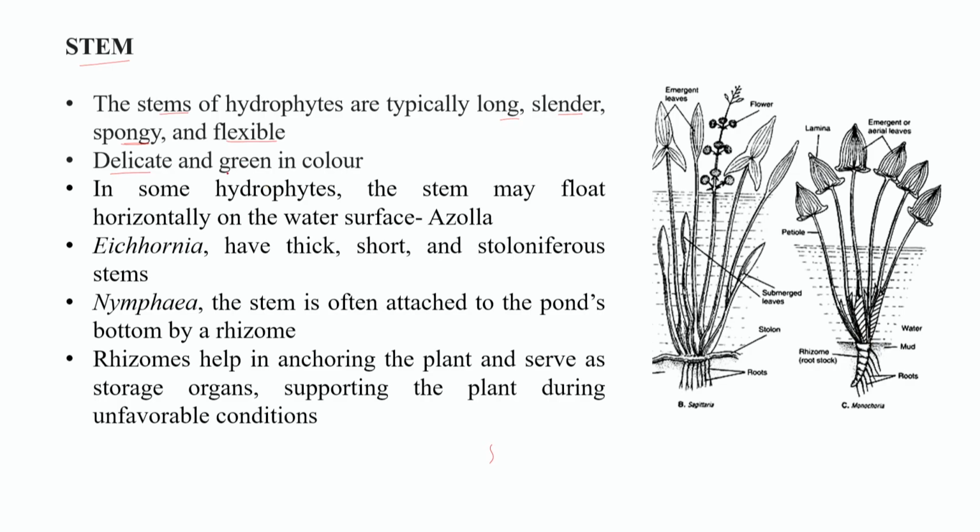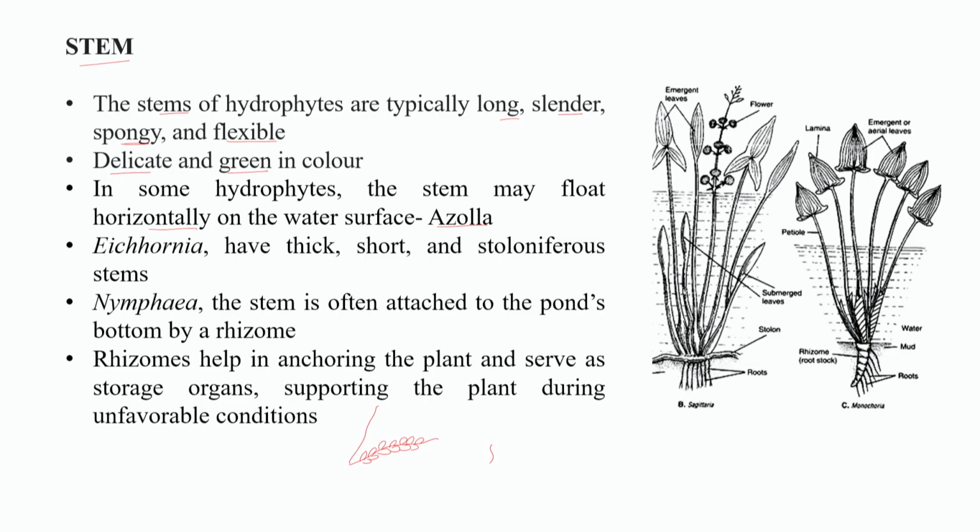They will generally be green in color, because they are thin. They will also perform photosynthesis. Then you will see in Azolla that the stems are horizontal on the surface, on which leaves will be attached. These stems help in increasing the surface area where leaves can attach, and this way they can absorb more light and perform photosynthesis better.